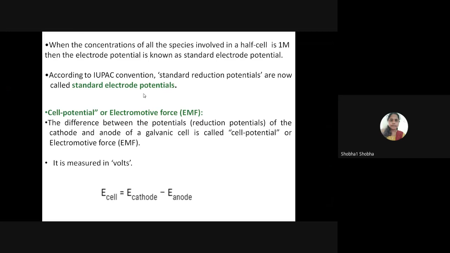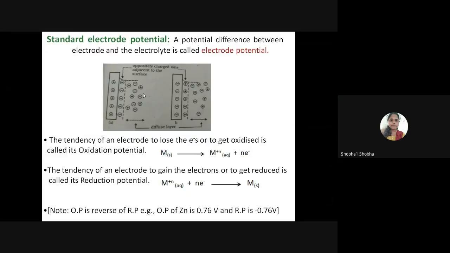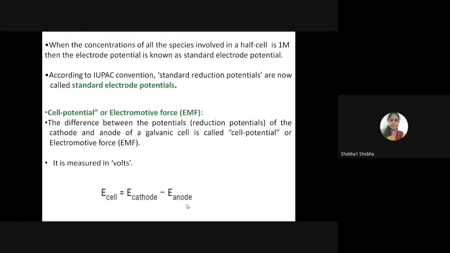For example, what is the electrode potential of zinc? If you ask me, I will say minus 0.76 volt. I will not say 0.76, because its reduction potential is minus 0.76. I'm not considering the oxidation potential. Okay. Standard reduction potentials are the standard electrode potentials. Okay.